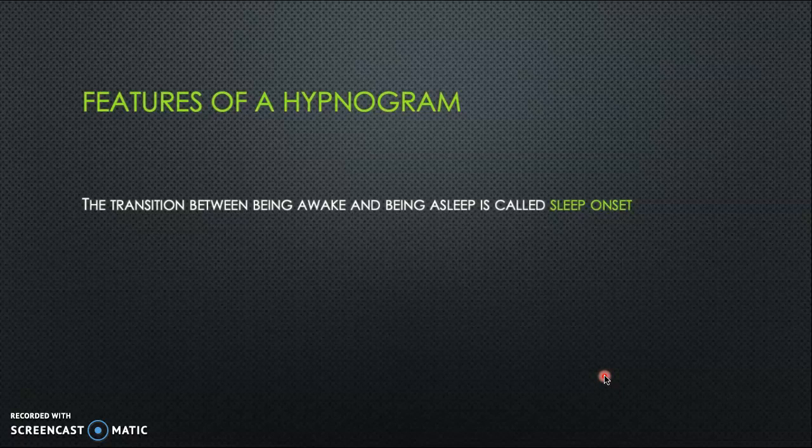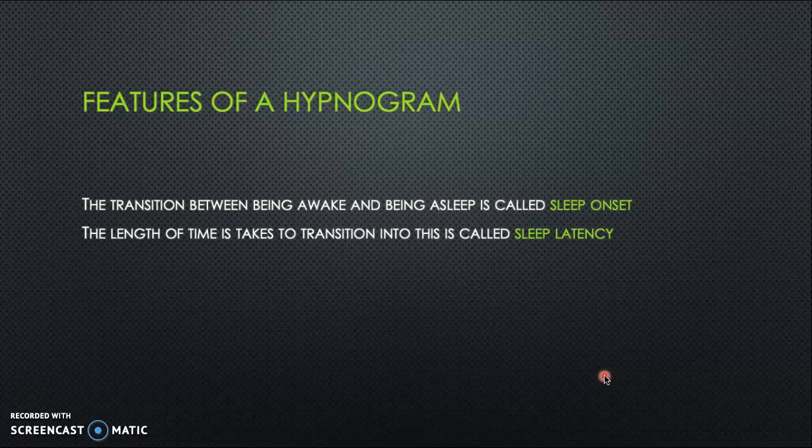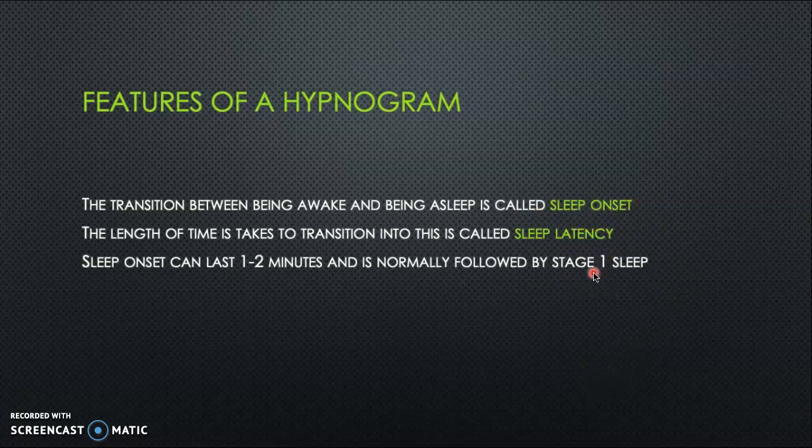Important things you need to know about it. There is a transition stage between being awake and being asleep, and we call this sleep onset. The length of time it takes to transition into sleep onset we call sleep latency. Latency refers to time. And that sleep onset can last about 1 or 2 minutes and normally is followed by stage 1 sleep. If you have a sleep disorder, however, it may persist all the way into REM sleep.